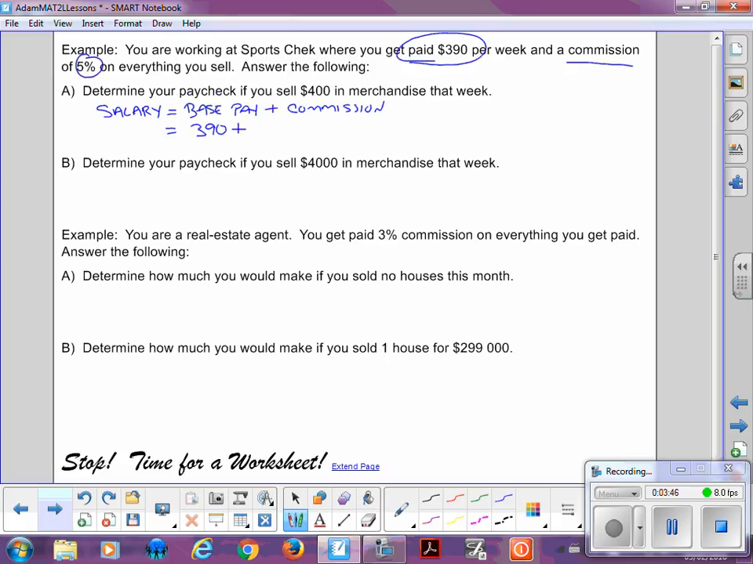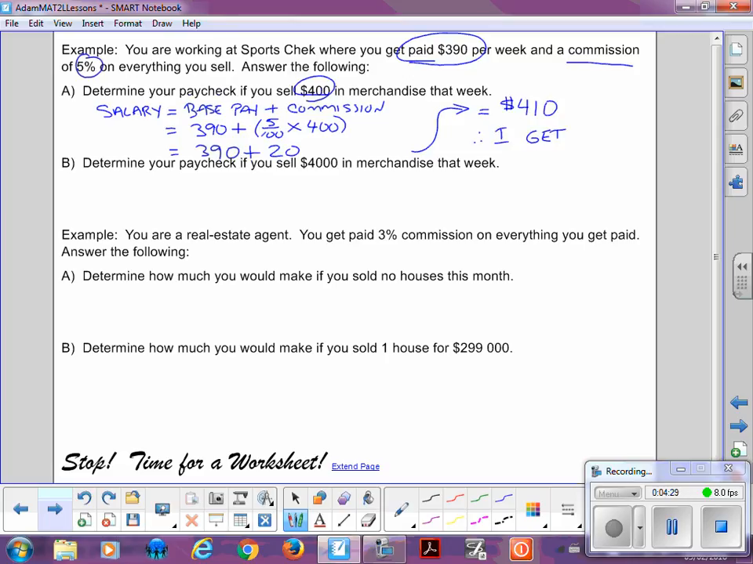Plus, and I'm going to use brackets, commission, so 5%. Remember, 5% is 0.05, or 5 divided by 100, multiplied by 400. So that's how much I sold. That was the merchandise. I'm running out of space, so I'll move up here to get my total. So 390 plus, now I do 5 divided by 100, which we know is 0.05, times 400. So we make an extra $20. That means my paycheck this week is $410.